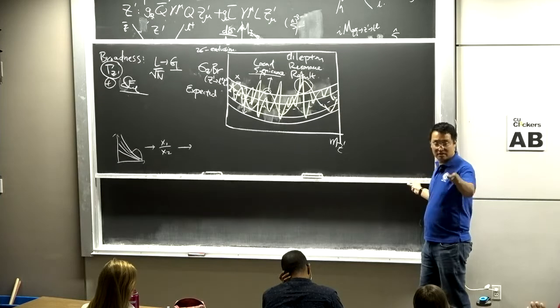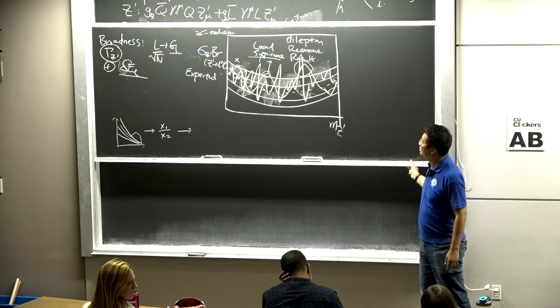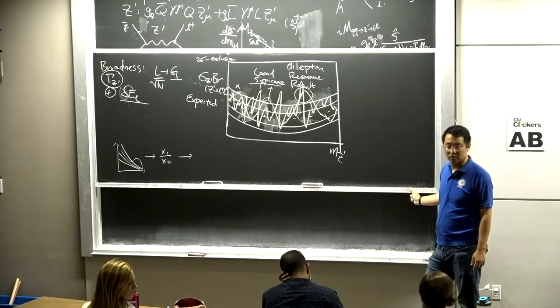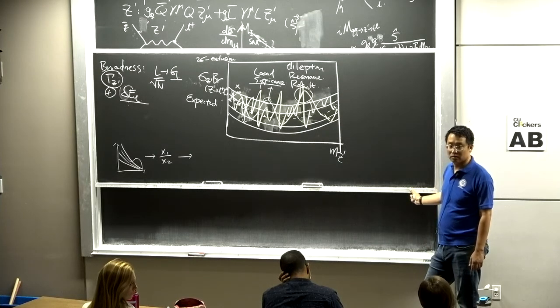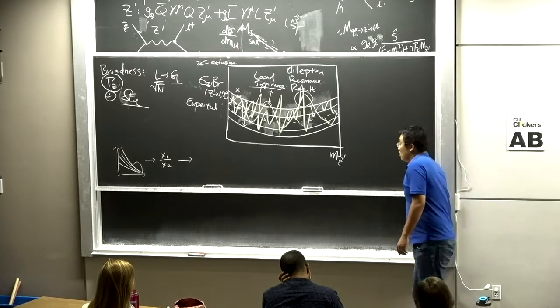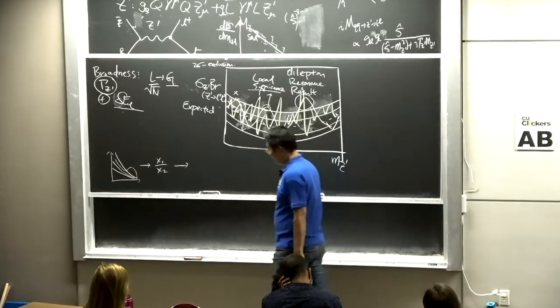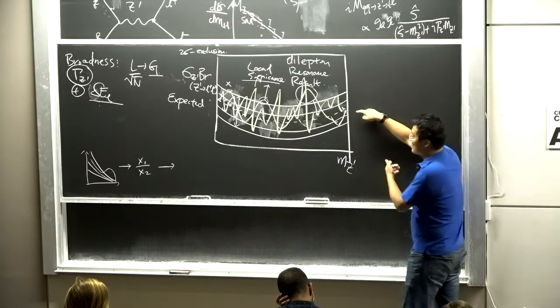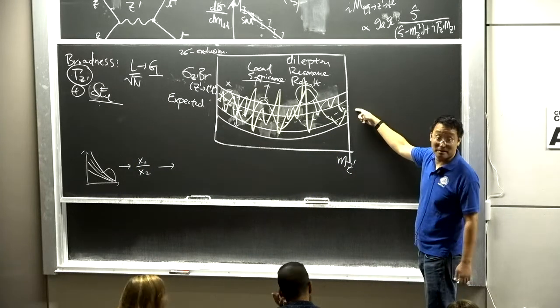Okay. Any questions about this? Yeah. At the high luminosity LHC, your statistics get better and your error band shrinks. That's right. What would you need to do to bring down the expected curve? Very good. So let's discuss what drives this band.